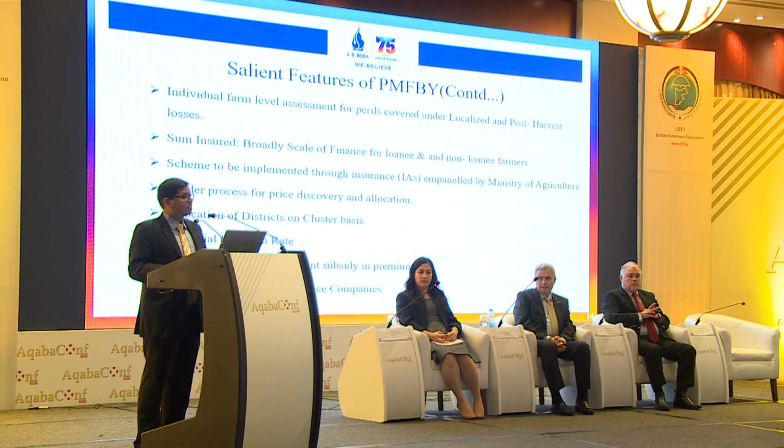So allocation is on a district basis or a cluster basis. Currently they are following the cluster basis. On very rare occasions they go for the district, for a highly risky district or something like that. Mostly it will be the cluster basis. The premium is the actual premium, then the government provides the subsidy. This is already discussed. Claims liability is on the insurance companies. Government provides the subsidy, but the entire claims liability is with the insurance companies.